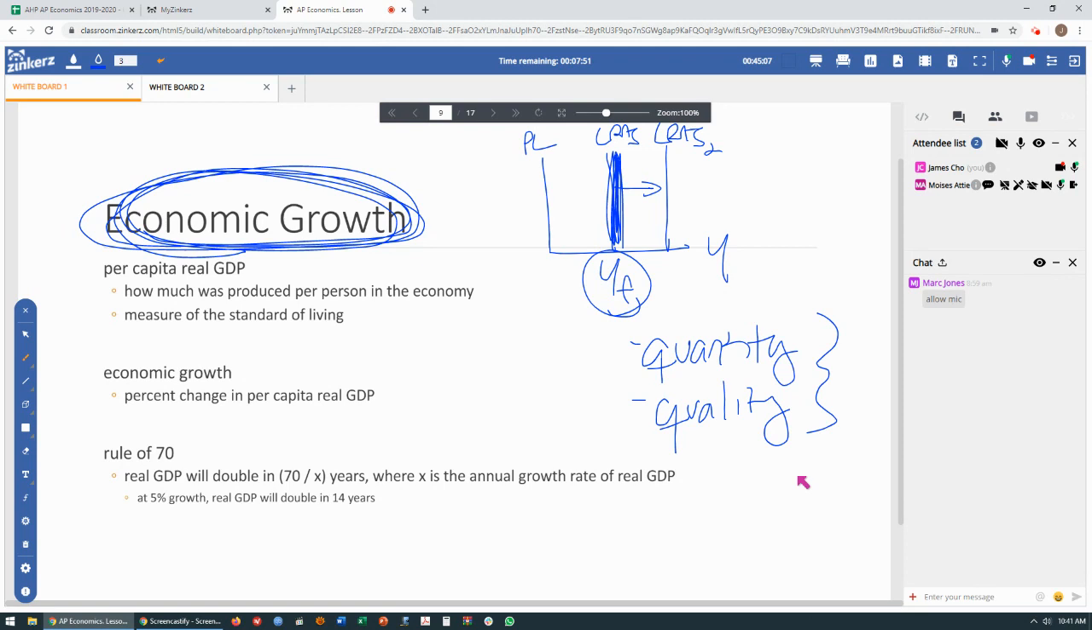Okay, what does not matter in the long run is what you pay these resources. I don't care what you pay your workers. I don't care what you pay for your machines. What I care about is how many workers and how many machines my economy has.